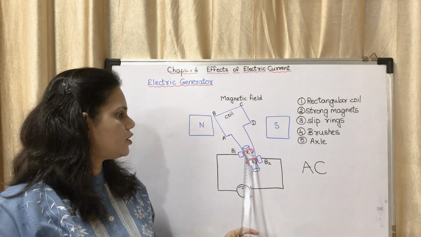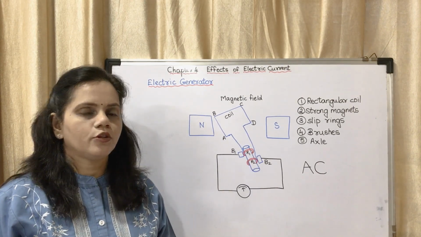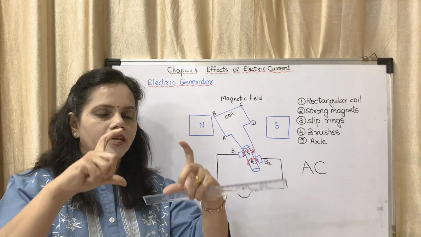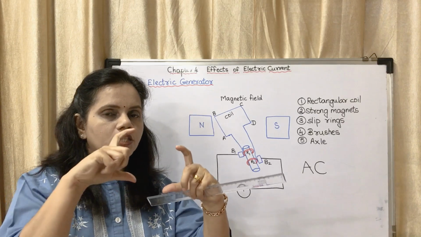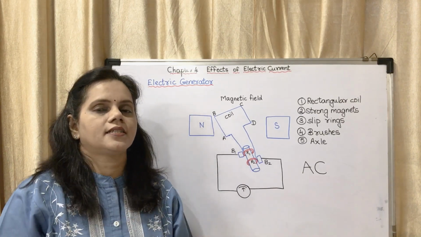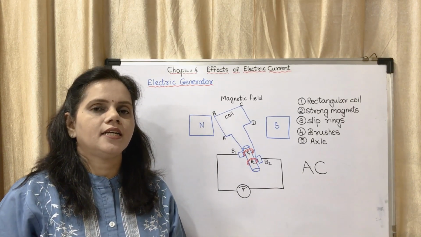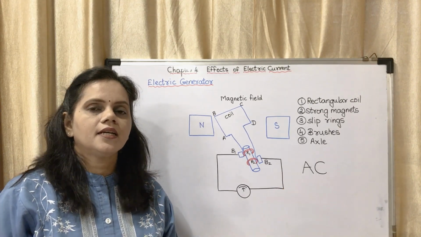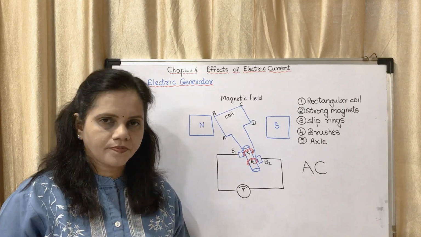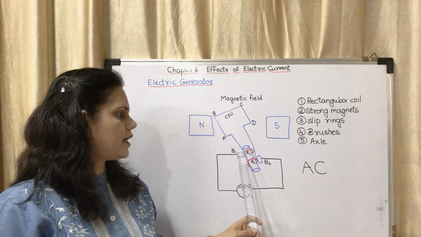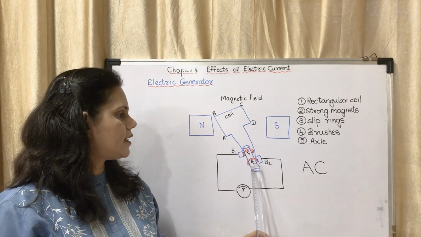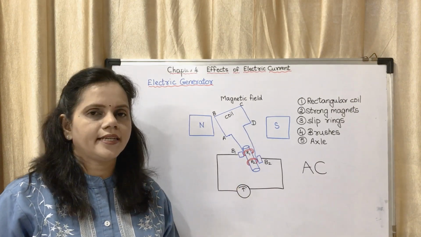AB is connected to two slip rings. You may see these are complete rings. In the electric motor, I told you there was a split ring, S-P-L-I-T. This is a slip ring, S-L-I-P. These are complete rings. There are two rings. One ring is connected to the AB side and the other ring is connected to the CD side.